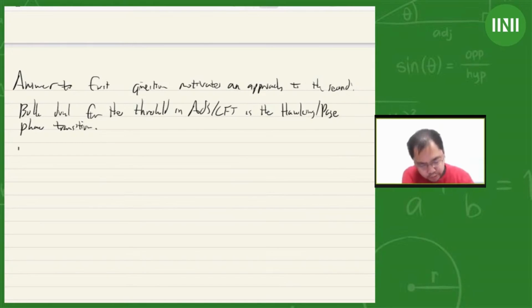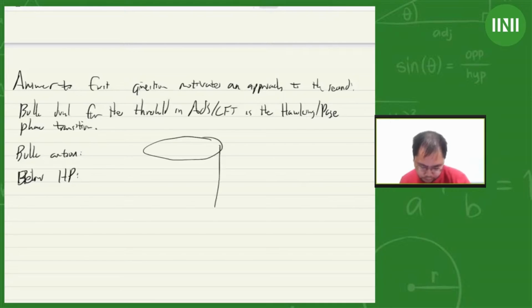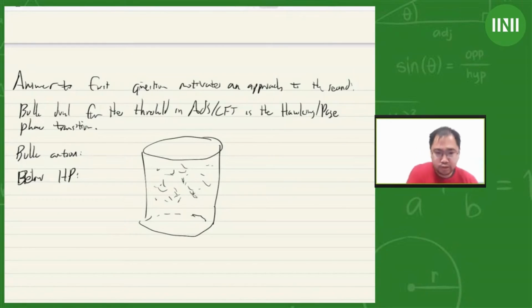So let's think about this from the picture of a bulk cartoon. First, let's consider where you're below the Hawking-Page phase transition. So then what's the bulk space-time? Well, it's vacuum ADS with some gas of gravitons in the bulk, right? That's the dominant saddle point when you're below the Hawking-Page temperature.